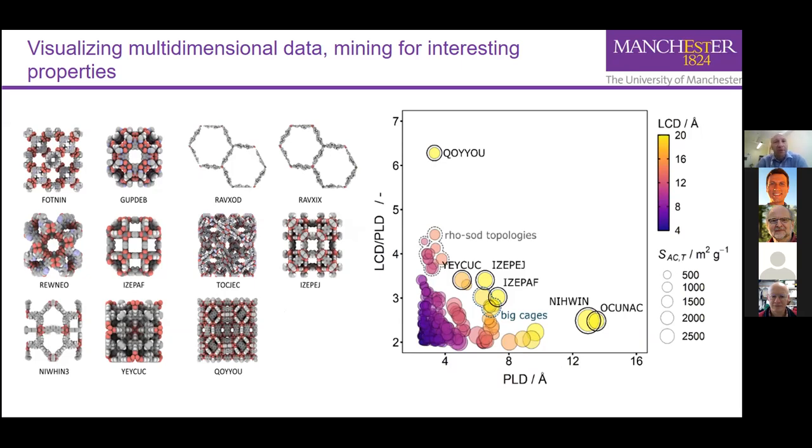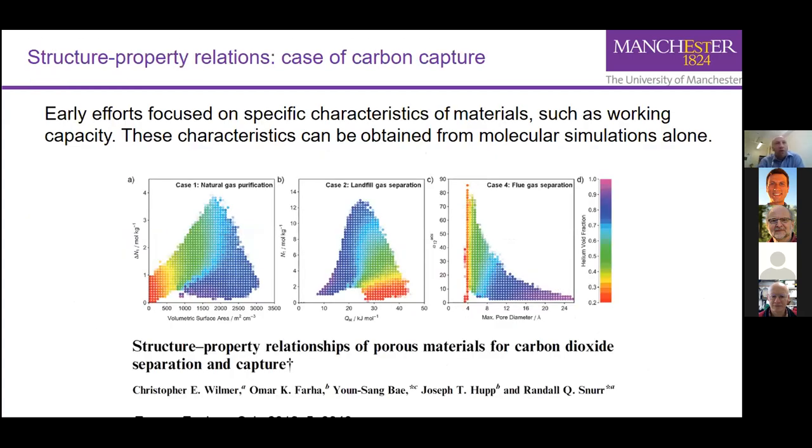Now, what I would like to do is maybe to switch gears a little bit and talk about some challenges in trying to connect all these properties directly with practical applications. From a historical point of view, at the emergence of these computational tools, there was a very energetic effort to try to connect these geometric properties such as surface area or pore volume to actual technologies such as carbon capture. This is an example of an early paper in this field on structure-property relations of porous materials for carbon dioxide separation and capture. But at the end of the day, in summary, these attempts have not really resulted in anything interesting.